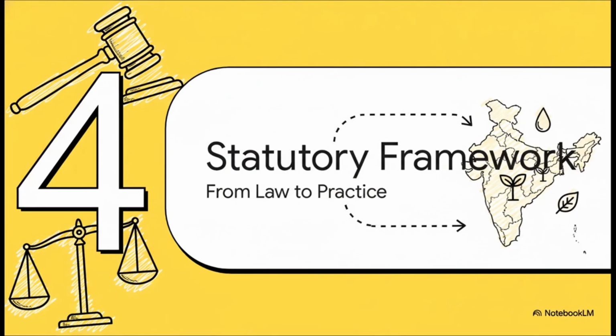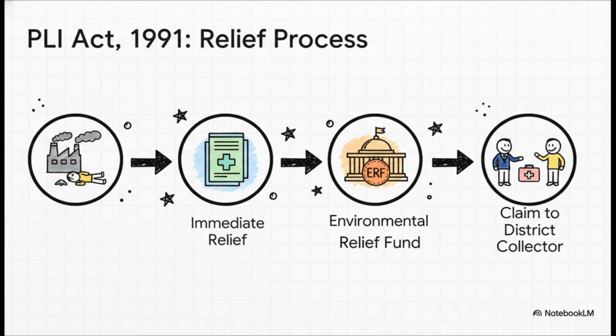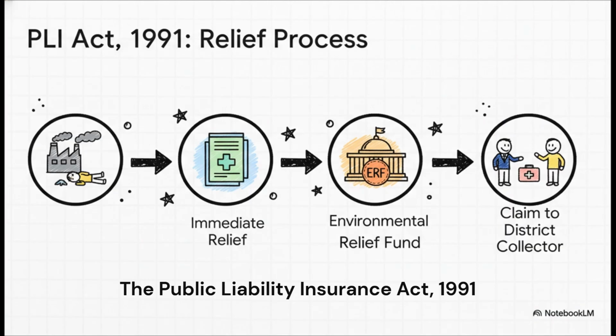So you've got these really powerful rules that came from the courts. But how does the government actually put them into practice day to day? Well, that's where the statutory framework comes in. To make sure victims get help fast, the government passed the Public Liability Insurance Act back in 1991. What it does is force any company that handles hazardous stuff to have insurance. The whole point is to provide immediate, no-fault relief. So if an accident happens, victims don't have to go through a long court battle right away. They can make a claim directly to their local district collector, who can then award compensation from something called an environmental relief fund to help cover medical bills and other urgent costs.